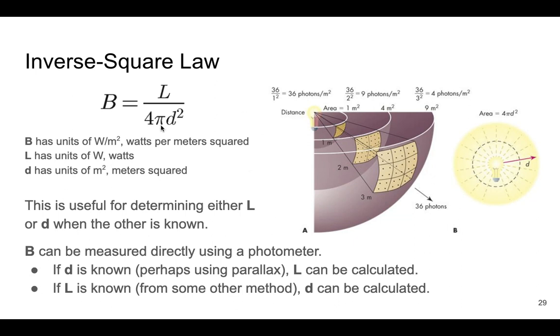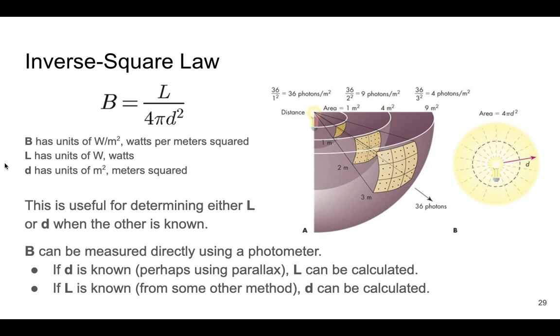4 and pi are just numbers. Those aren't going to change. B, brightness, L, luminosity, and D, distance, those can change. Those would be our unknowns. So you've got 3 unknowns in this little relation, this equation. If you know 2 of them, you can figure out the other one.